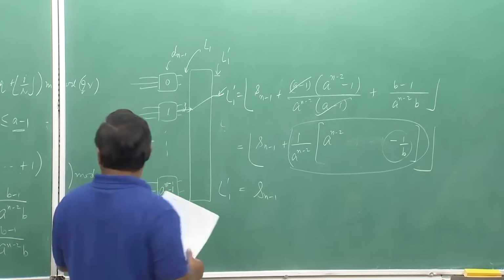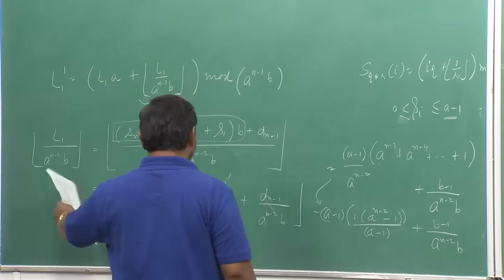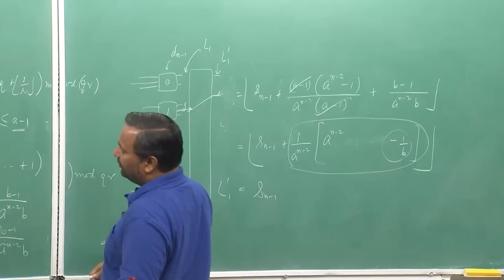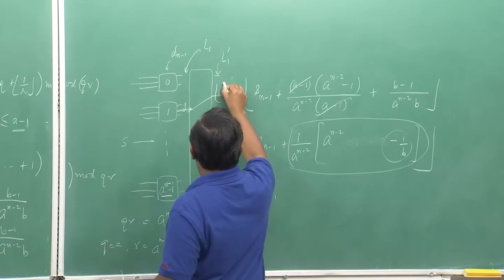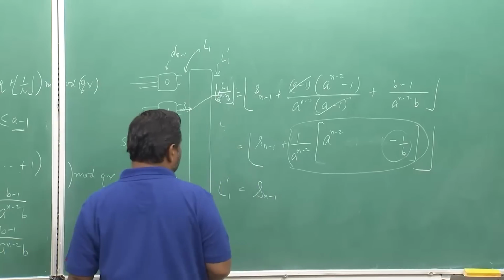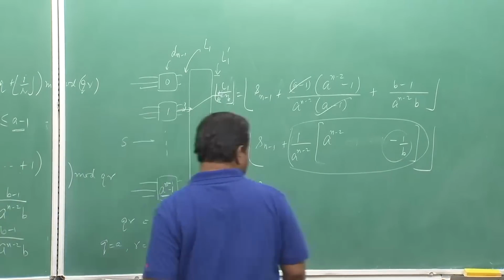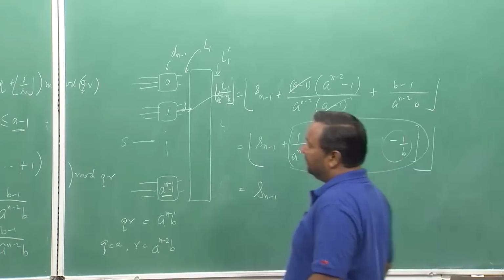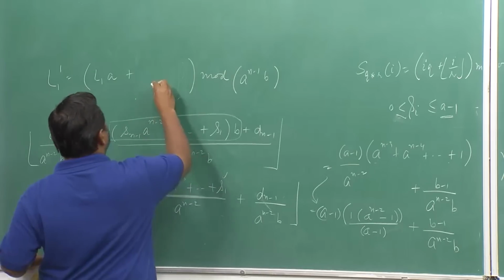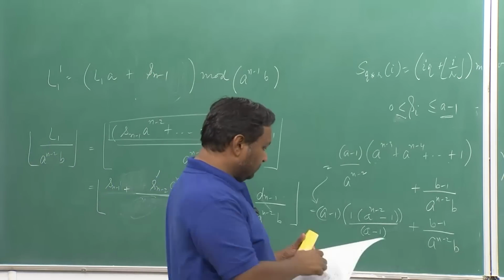sorry that is not L1 prime, that is only this particular component, not L1 prime, sorry, and this is only this component L1 by this value. So, I can now replace this thing by Sn minus 1 which comes from there.